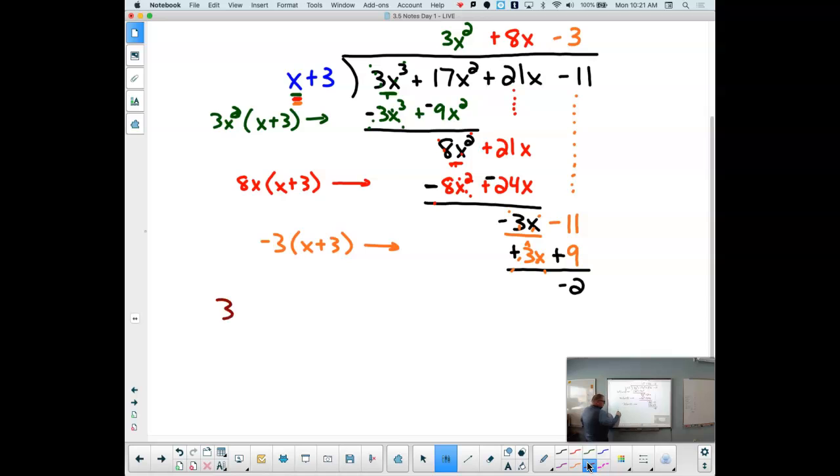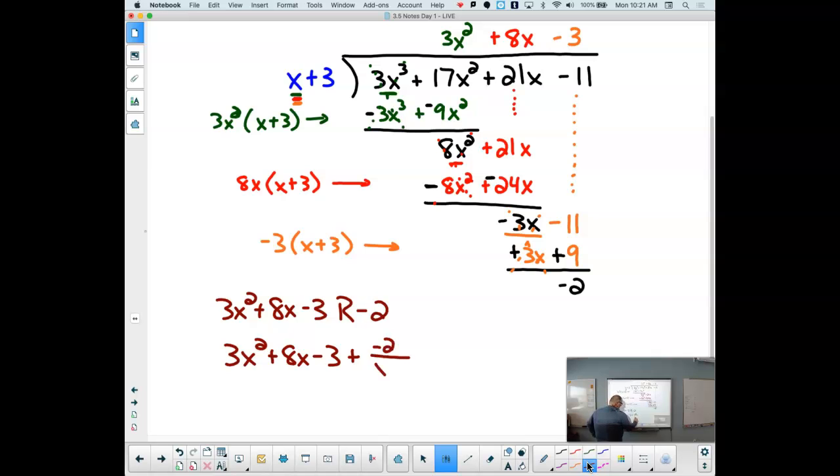So we would have 3x squared plus 8x minus 3, remainder of negative 2 would be okay. But my preferred method would be 3x squared plus 8x minus 3 plus the fraction of negative 2 over x plus 3. The second way I have it written is the preferred mathematical method because it gives it to you in a polynomial form. Okay.